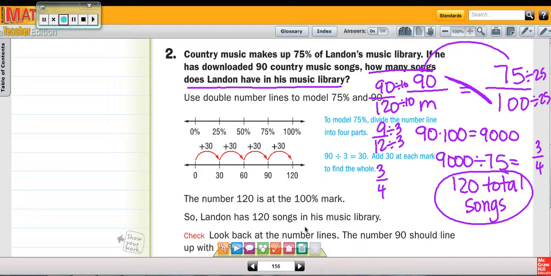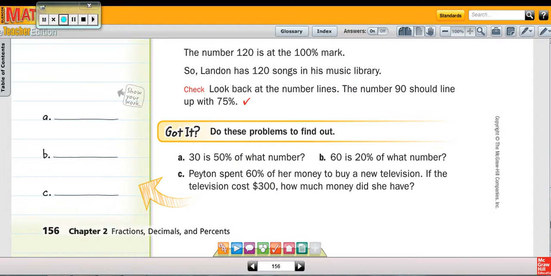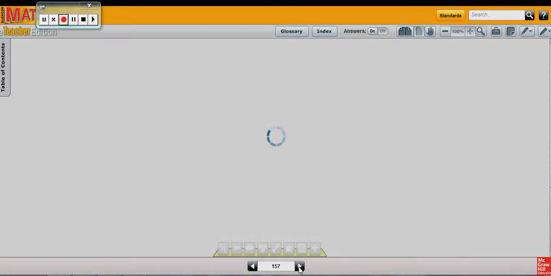In your INB today, we did the got it problems here at the bottom of this page. Okay, these ones here. So you might want to write yourself a note. These are in my INB. So if you want to look back at those, you can check your INB notes. Okay? Now let's go on to page 157.